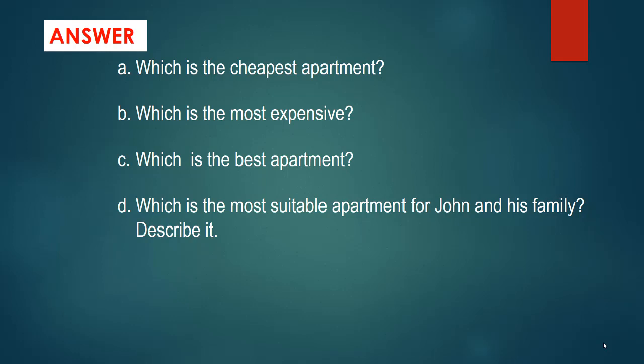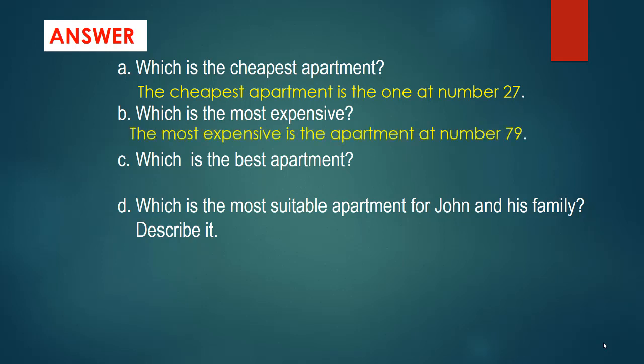A. Which is the cheapest apartment? The cheapest apartment is the one at number 27. B. Which is the most expensive? The most expensive is the apartment at number 79. C. Which is the best apartment? The best apartment is the one at number 79.